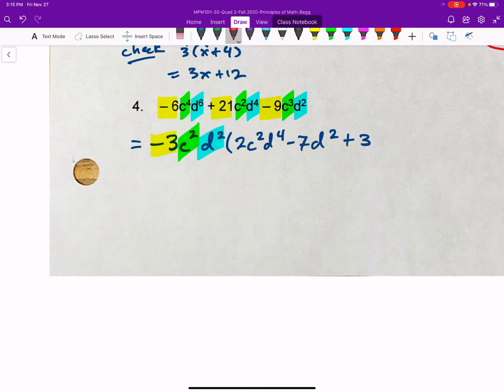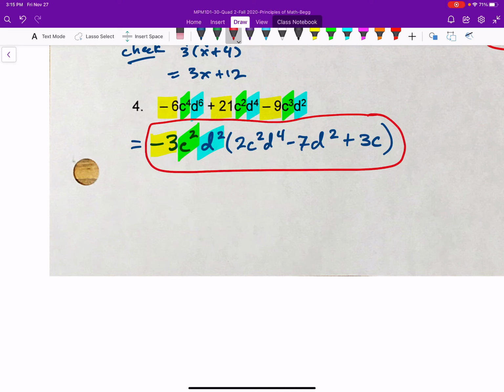c to the 3 divided by c to the 2. I subtract 2 from 3, and I get just c to the 1, or just c. d to the 2 divided by d to the 2 cancels out, so I don't write any d's down, and that is my answer. It's longer. It took me longer to do, but I didn't use any different techniques. It's just the exact same technique with more parts to it.